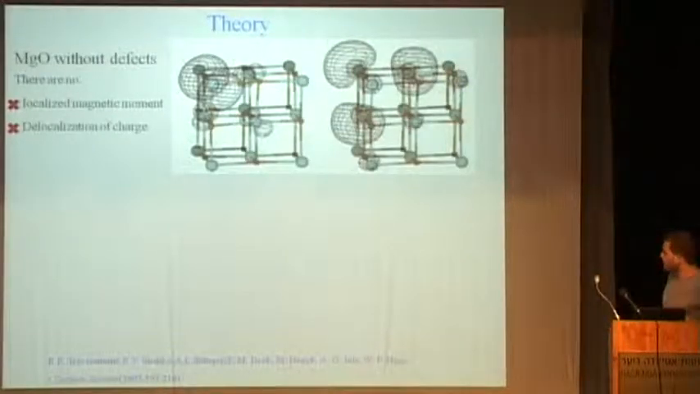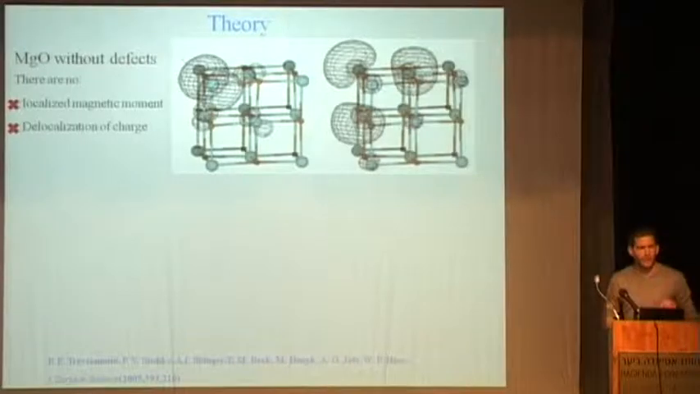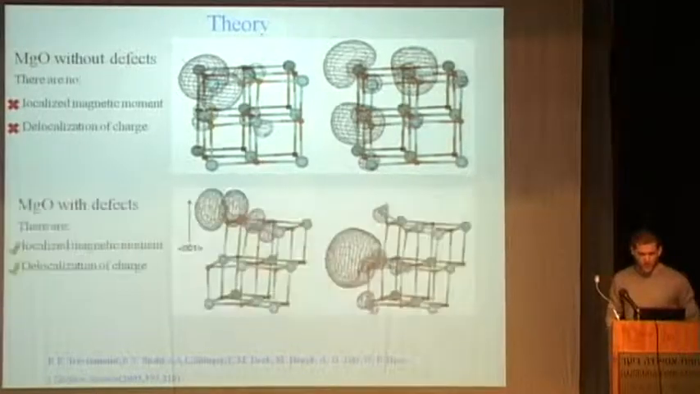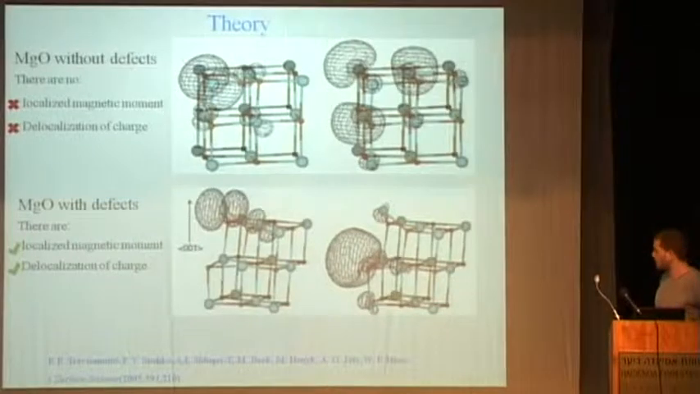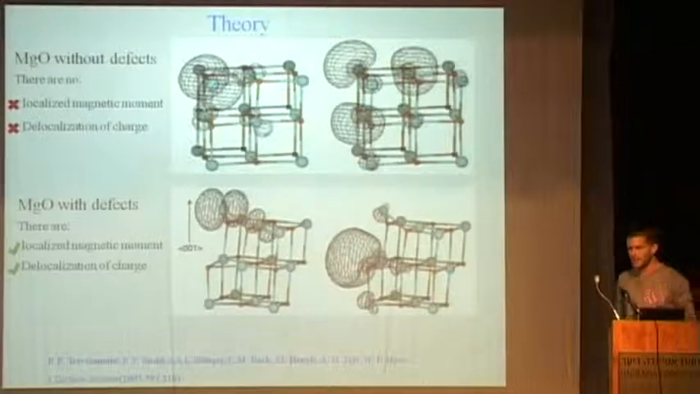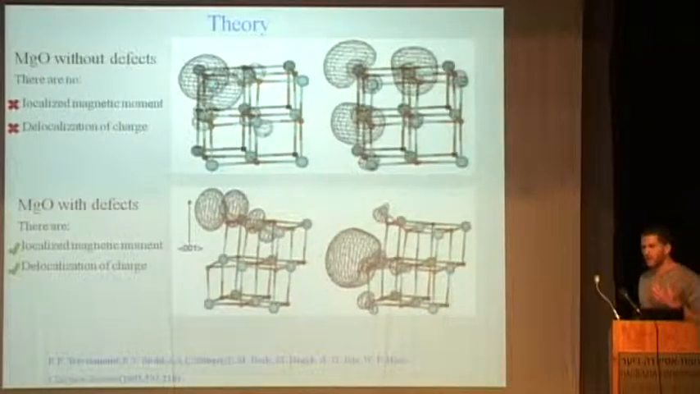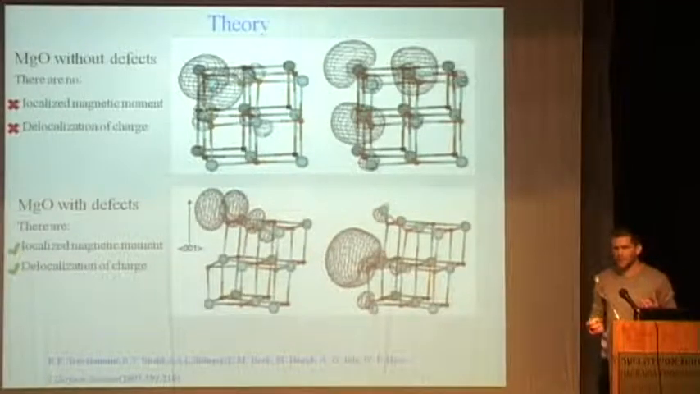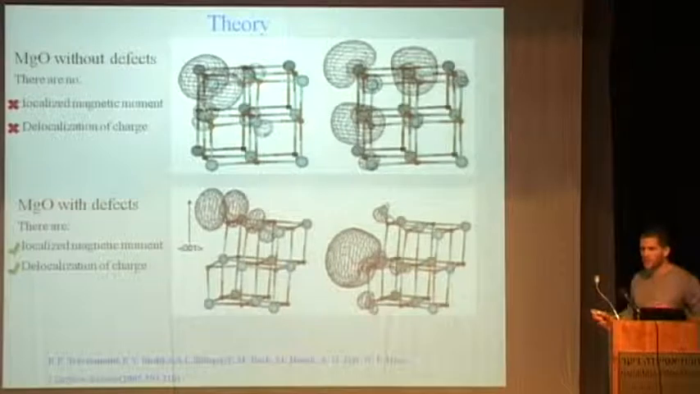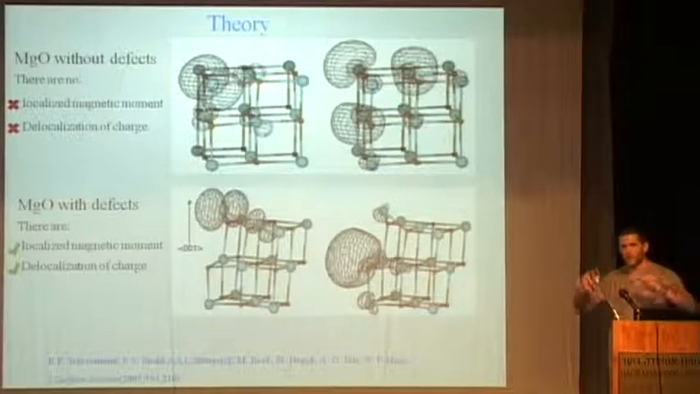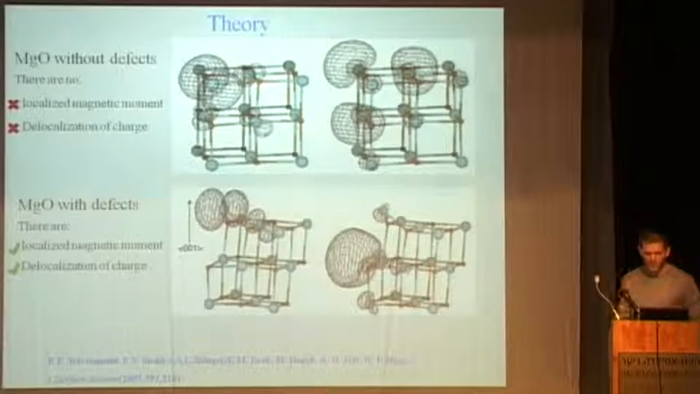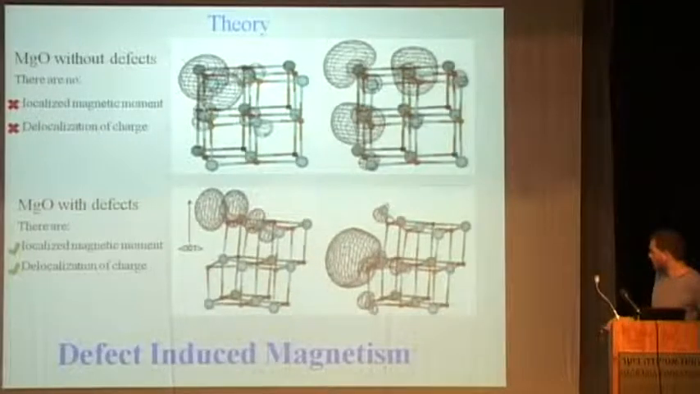If we look at a magnesium oxide crystal without defects, you don't have a localized magnetic moment, and there is no localization of charge. This is essential in order to have ferromagnetic behavior. But when we have magnesium oxide with defects, we have a localized magnetic moment because we have electrons that are trapped inside the vacancy. And if the vacancy concentration is high enough, we can have a delocalization of charge, where the percolation threshold between the electrons is close enough. And again, we will have defect-induced magnetism.